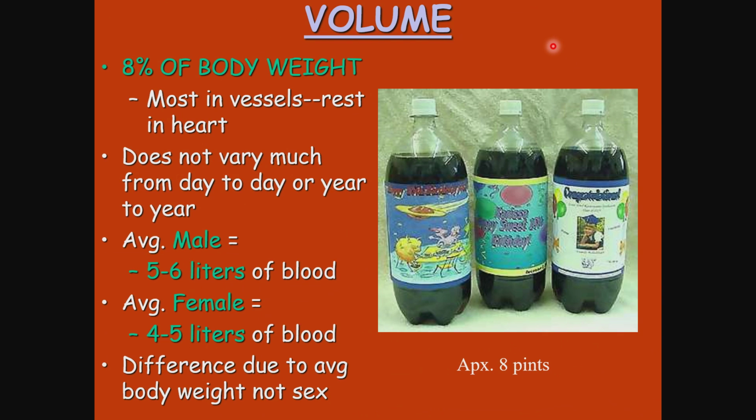Males have about 5 to 6 liters, so that's the 3 bottles here. Approximately 8 pints if you like to do it in pints. A female has 4 to 5, so that would be like 2.5. Differences due to average body weight, not actual sex. So if you have a male and a female that are the exact same size, they're going to have the same amount of blood, the same volume.